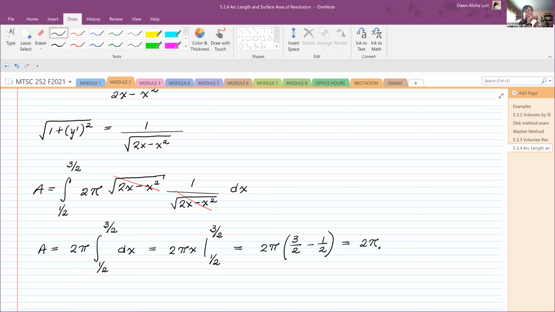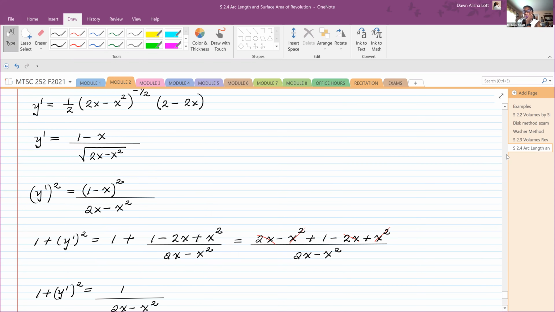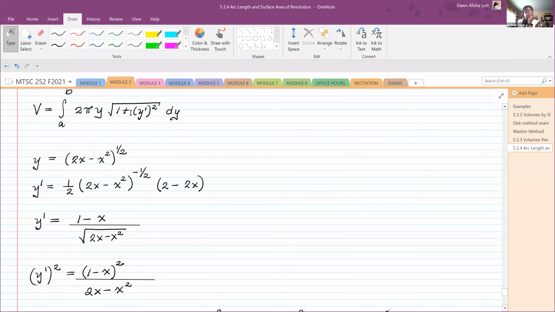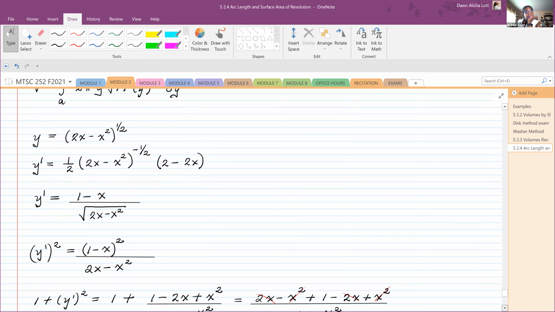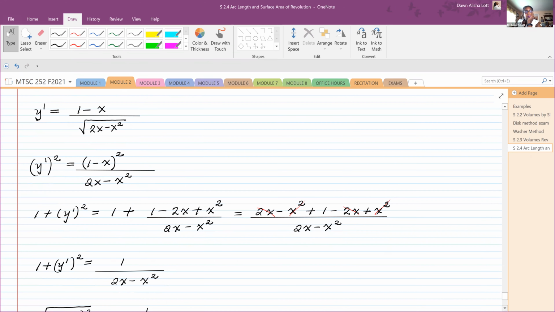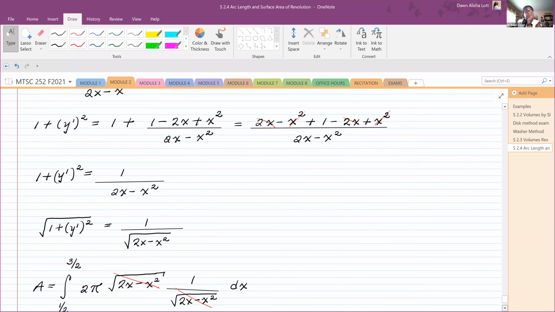And honestly, there was very little calculus. This problem was mostly algebra. In calculus, we had the formula. We took the derivative. We squared it. We added 1 to it. Wow, beautiful problem.